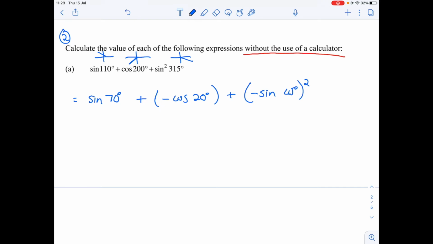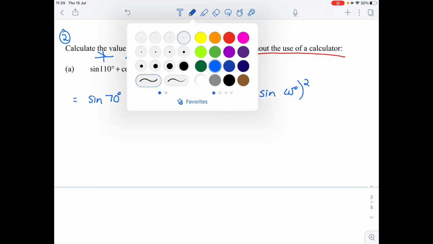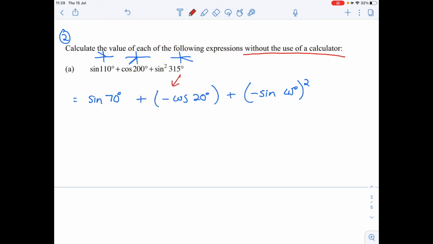Okay, just one little comment here: you can see I've put these in brackets here. The reason why is because it's going to affect my signs, whether they're going to be positive or negative. So let's just stick with the moment. We've got sine 70, plus times a minus is a minus, cos of 20. This whole thing becomes positive, so plus times a plus is a plus. And this is sine of 45 squared.